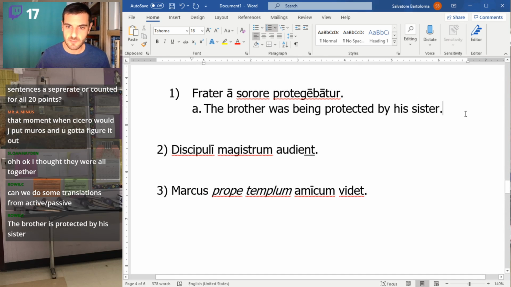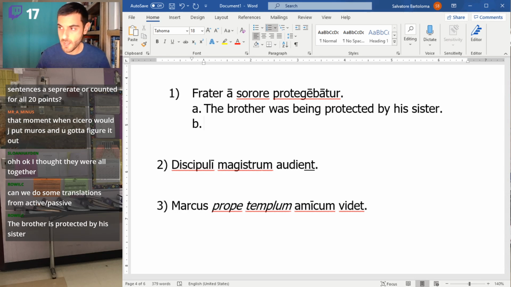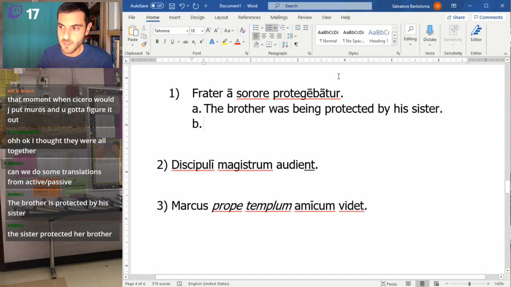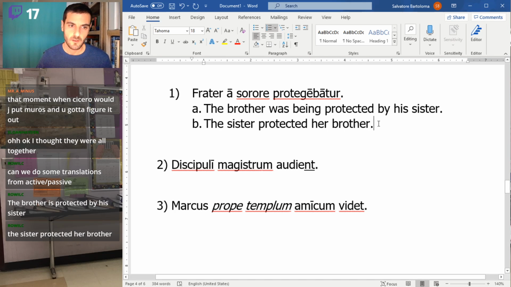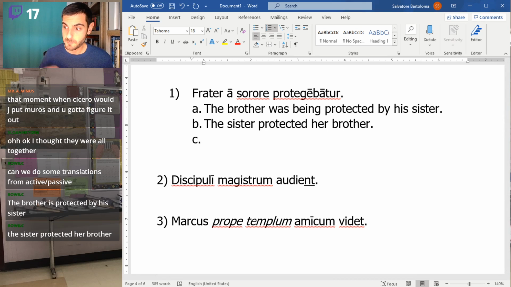Next step in the process, twist it around to be the other one. The sister protected, or was protecting, her brother. Then we have to build that new sentence. So now we have a new subject, sister, right?